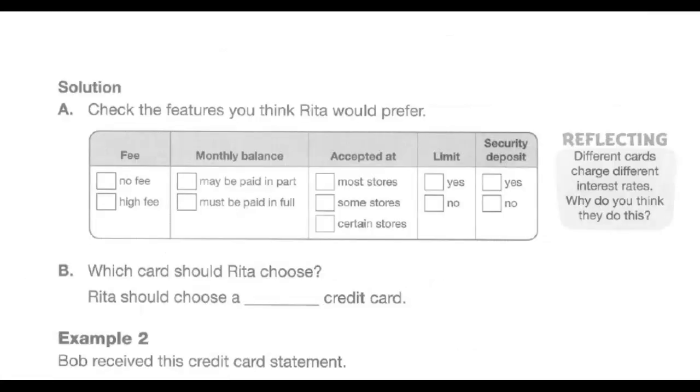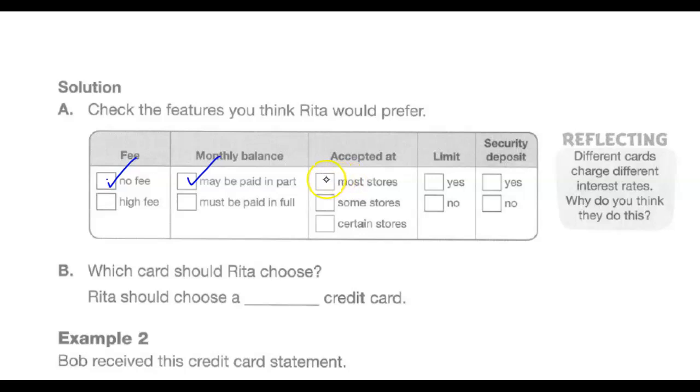So here it gives us a checklist. So she wants a no fee, may be paid in part, and must be paid in full. If it must be paid in full, that's not going to help her for those big ticket items she's thinking she's going to buy. So she's going to want that.